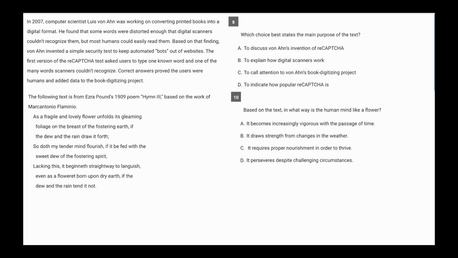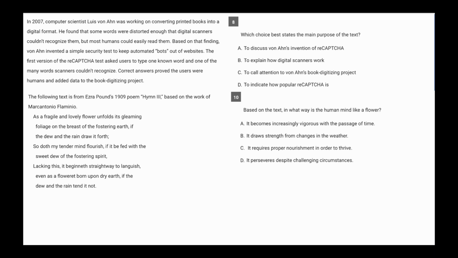Okay, as a fragile and lovely flower unfolds its gleaming foliage on the breast of the fostering earth, if the dew and the rain drove it forth. Now, let's stop for a second and understand what's being said. Well, they're basically saying that a flower opens up, and why does it open up? It opens up because of rain, and it gets water from the rain, and flowers need water. Basically, that's the whole idea of that part.